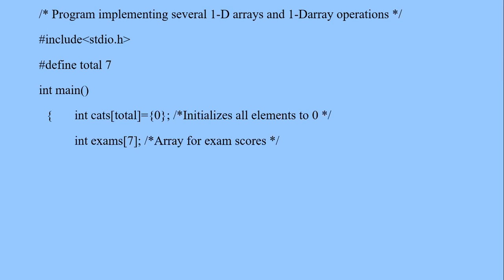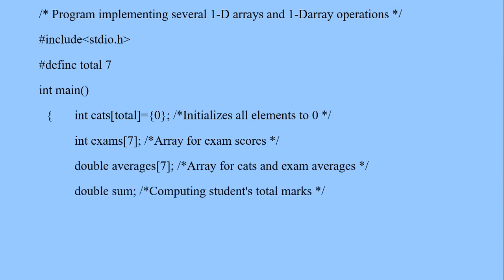Then we have another array called exams, and it has 7 elements. So the array for exam scores, int exams, array size is 7. Then we have another array called averages, which is of size 7, and it will contain elements of type double. So it is an array for CAT and exam averages.